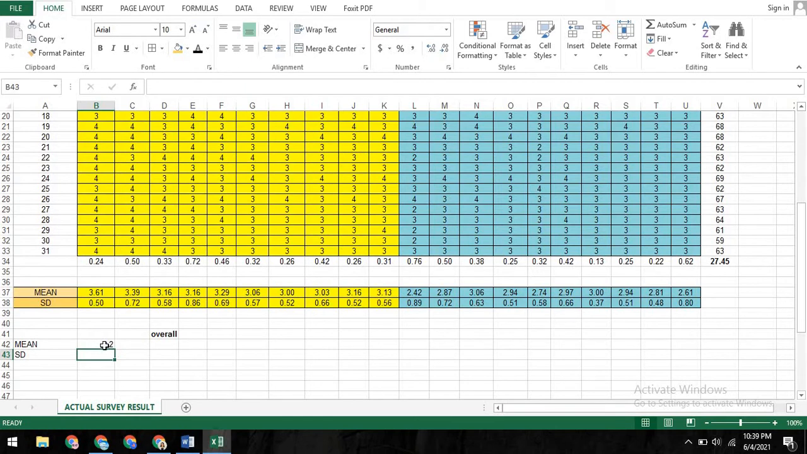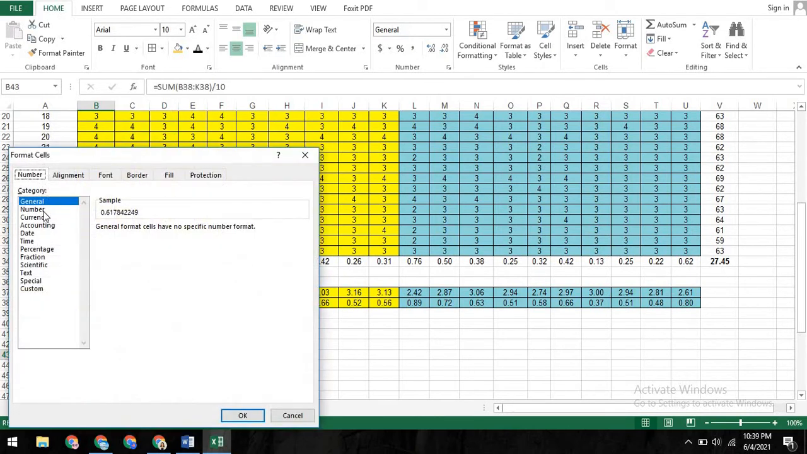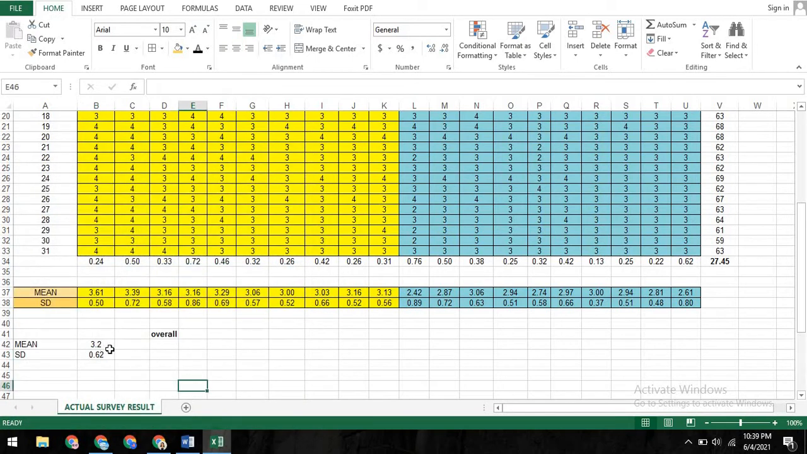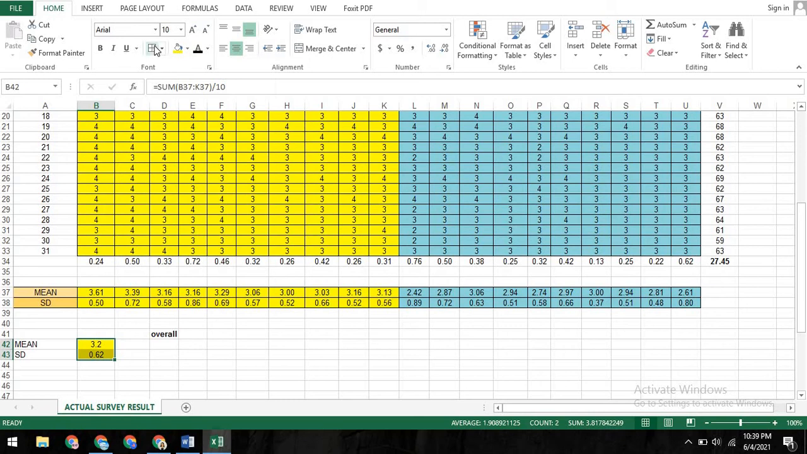So the overall mean under the psychological is 3.2. Now let us just drag it down because they have the same formula. And do not forget to change the format cell into number, 2 decimal places, and you're done. So this is your average mean and standard deviation under psychological.